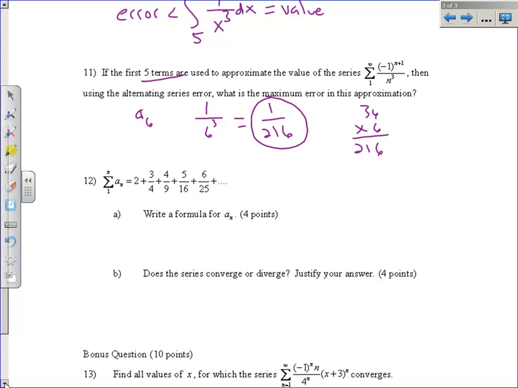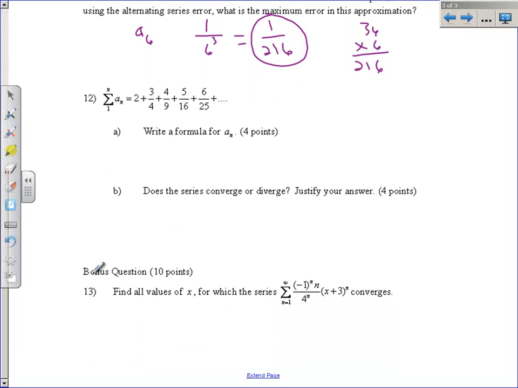All right, almost done with this little review for you. Let's take a look at number 12 here. I think you've seen this question very similar on your quiz. It might have been just like this on your quiz, but what you have in the denominators are the perfect squares, 1, 4, 9, 16, and 25. So I know down here I've got an n squared. And then on top I've got one more. Like if n is 1, then the top is a 2. If n is 2, the top is a 3. So they're going by ones, but they're starting at 2. So that's your formula for a sub n.